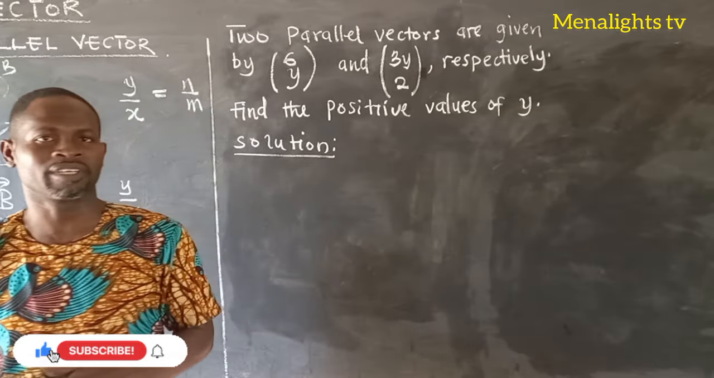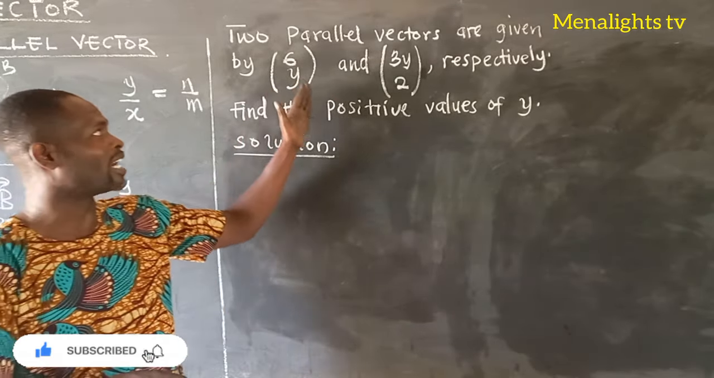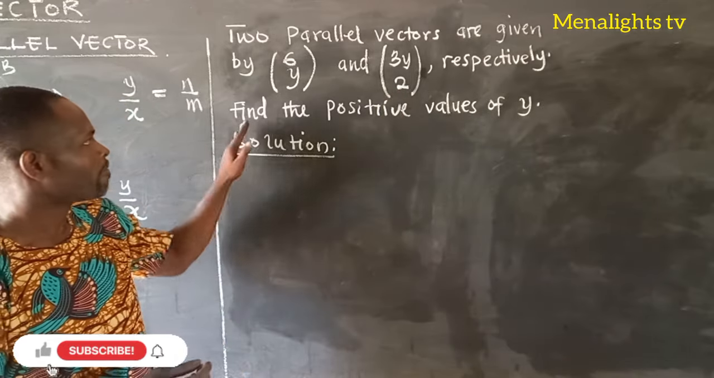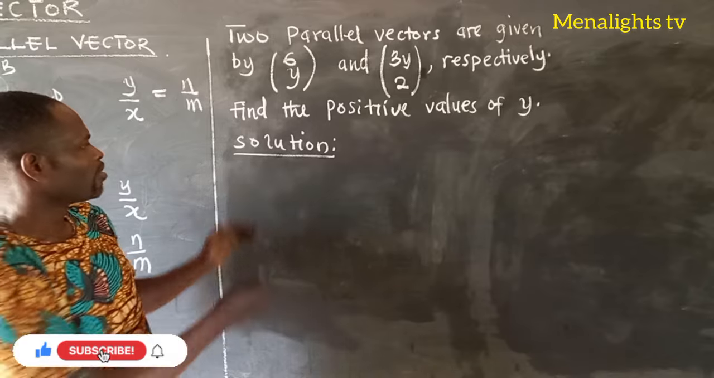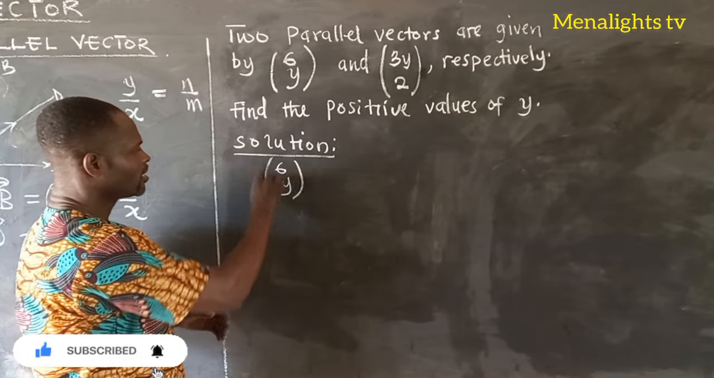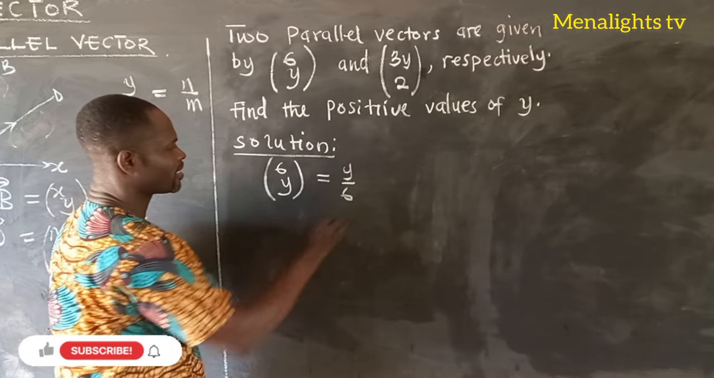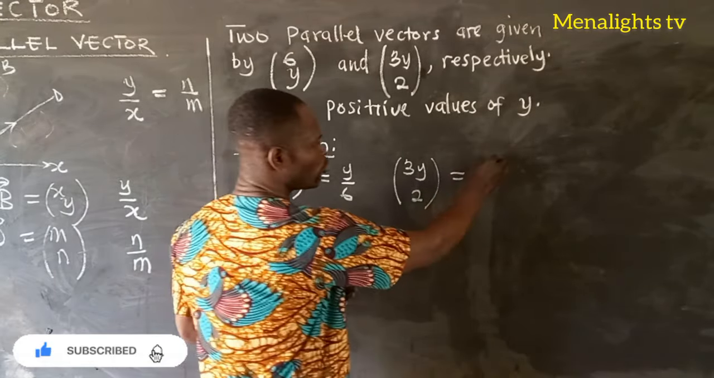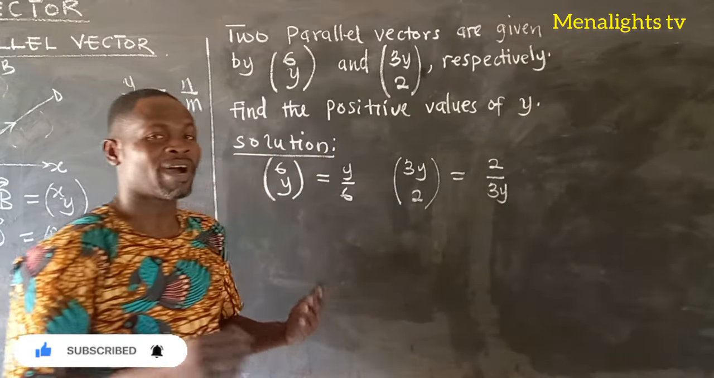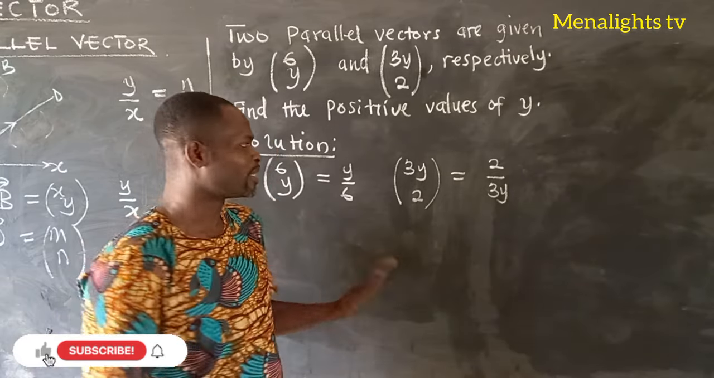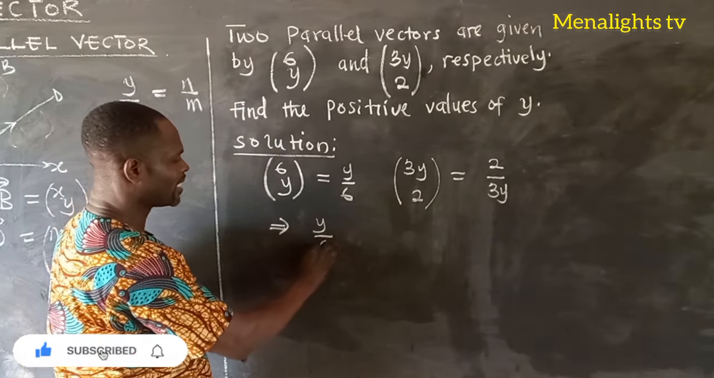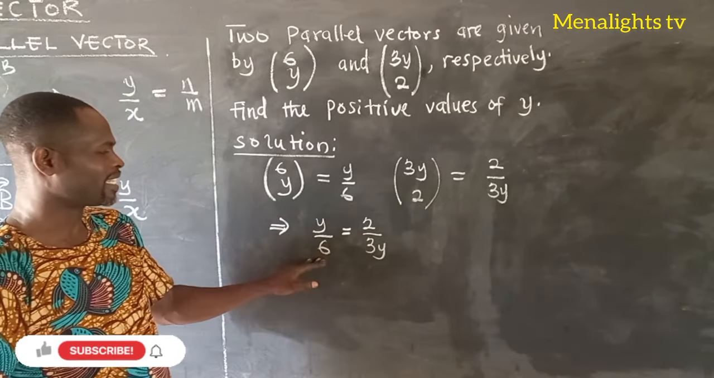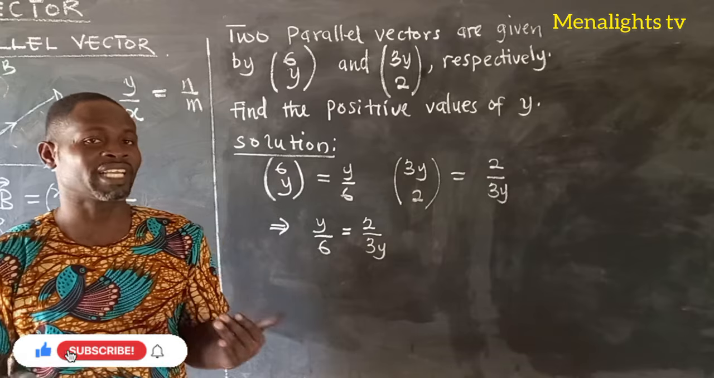Example on parallel vectors. Two parallel vectors are given by (6, y) and (3y, 2) respectively. Find the positive value of y. We know that for the first one, (6, y), the gradient will be y over 6. And when we have (3y, 2), the gradient will be 2 over 3y. Parallel vectors have the same gradient. So we can say y over 6 is equal to 2 over 3y, because the two vectors are parallel.